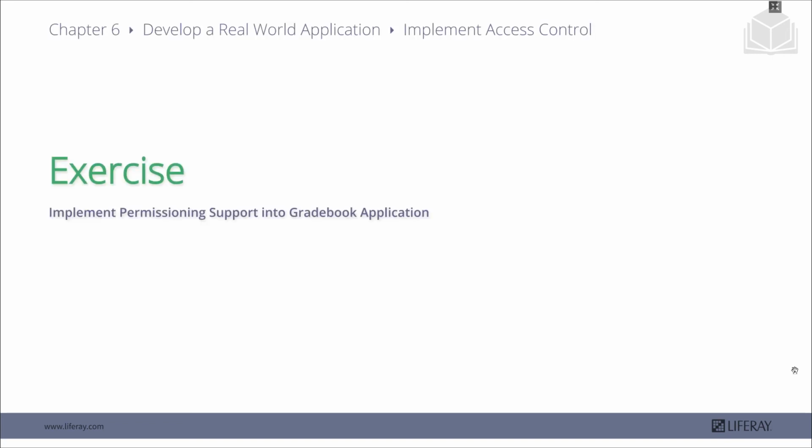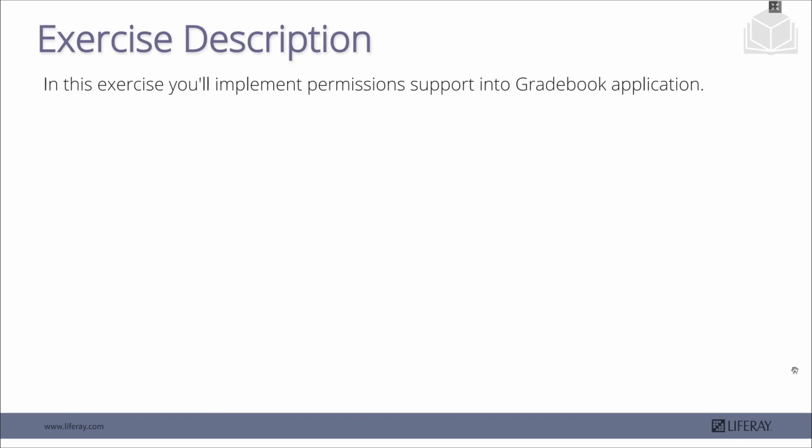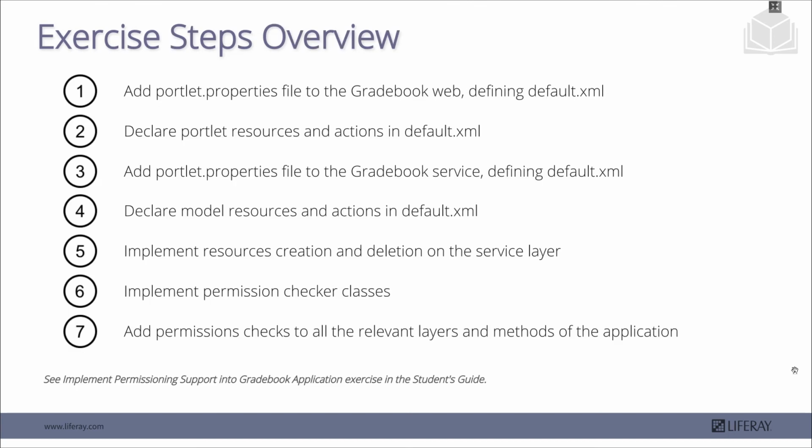So, very long conversation here. Let's go ahead and put this into practice by adding our gradebook application into Liferay's permissioning system. We're going to add the gradebook application so that it supports permissioning. So the steps that we went over before, we're going to cover those here again. We're going to create a file called portlet.properties over in the gradebook web. This is just pointing and defining where our default.xml is going to be.